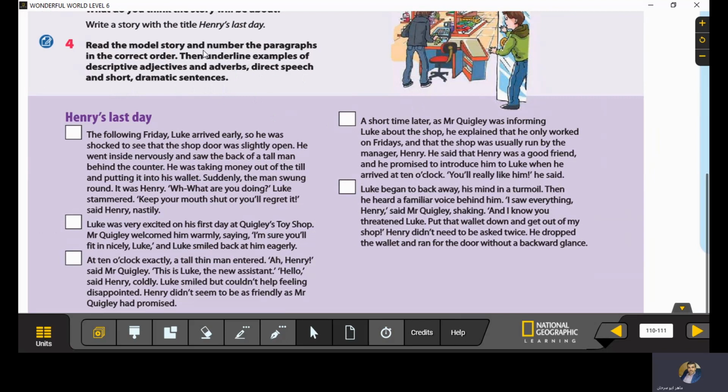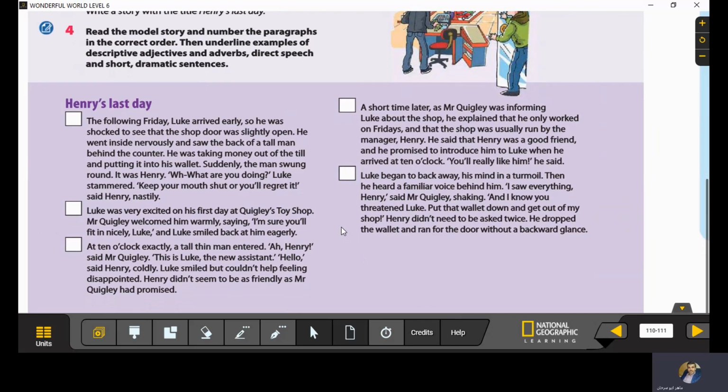First, number the paragraphs in the correct order and underline examples of adjectives, adverbs that are descriptive, and some direct speech and some dramatic sentences. So now you can pause the video, then we can start together. Okay? Now let me order or reorder the story for you.